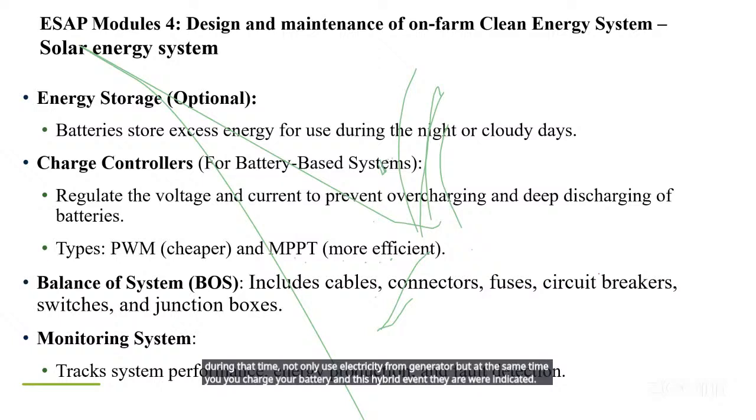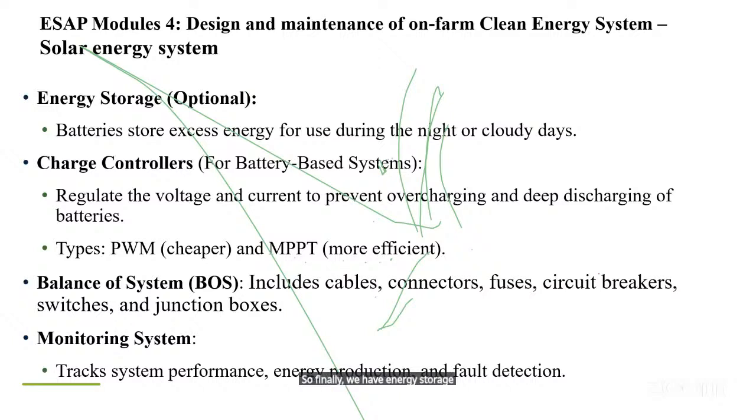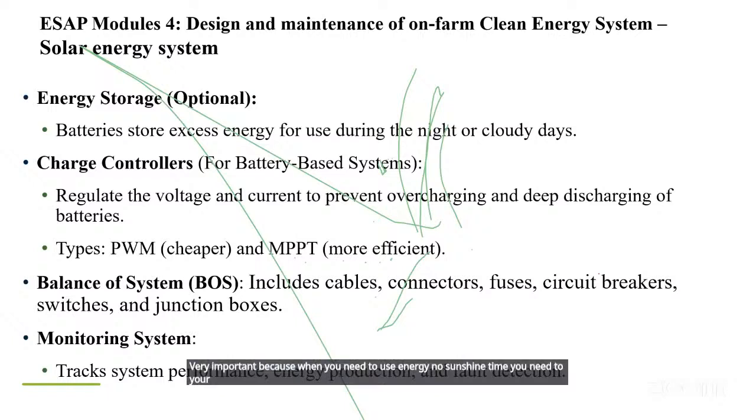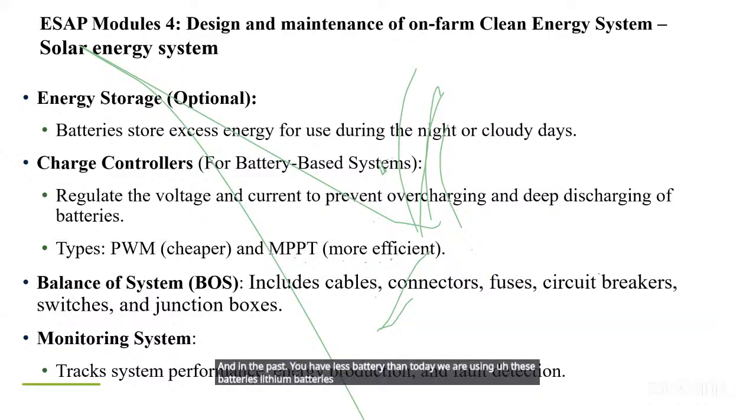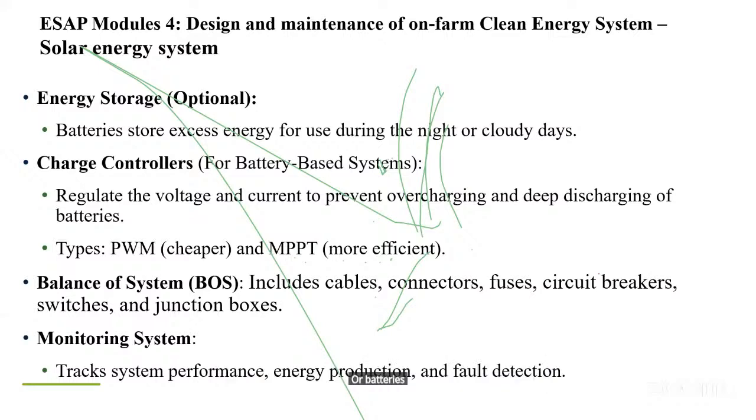So finally, we have energy storage, which is optional, but very important, because when you need to use energy during no sunshine time, you need to use storage. As for storage, they are mainly constituted with batteries. And in the past, you had lead batteries, and today we are using lithium batteries, which are most effective and they can last long, though they are now a bit expensive because the technology is new. So batteries should store excess energy for use during the night or cloudy days.